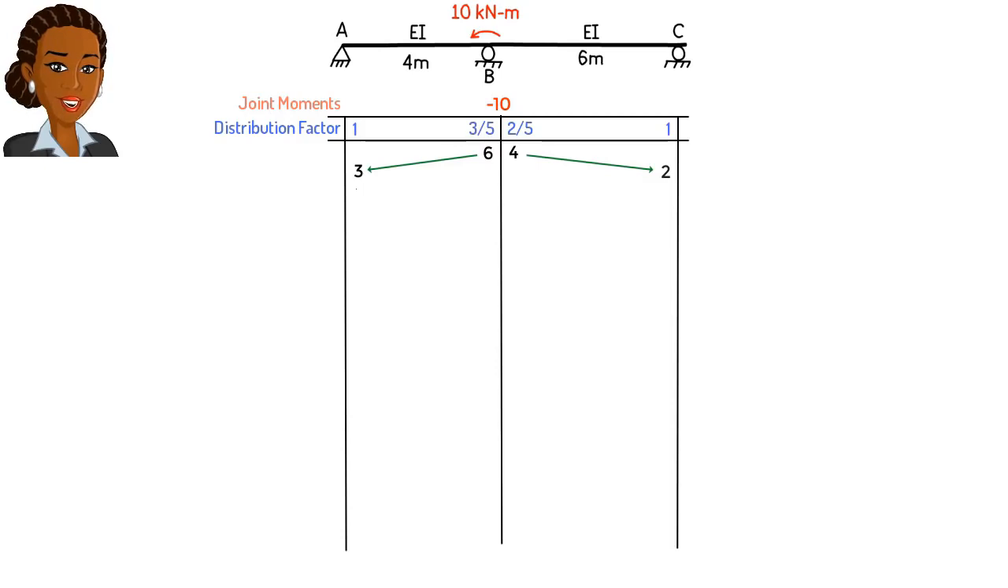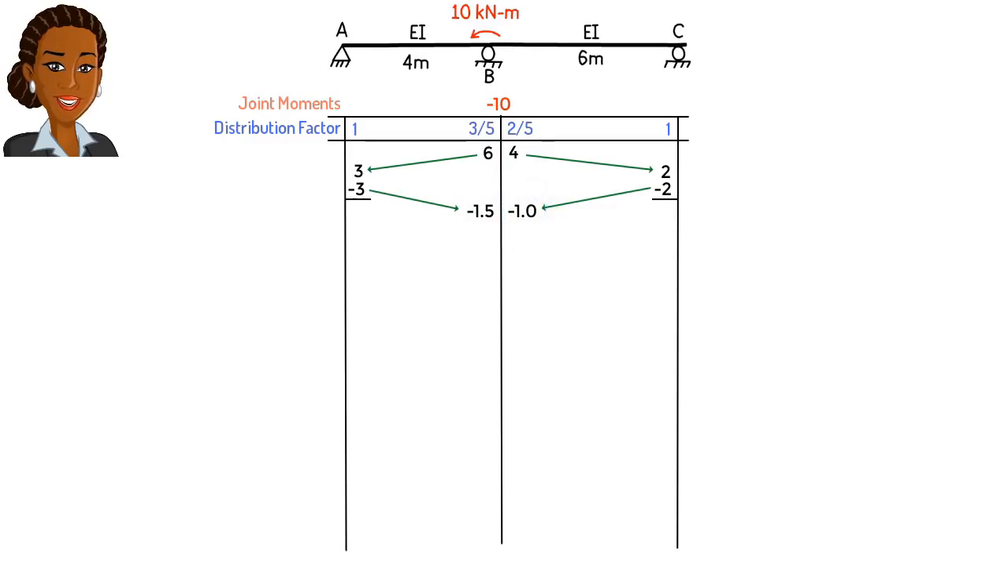These carried over moments make joints A and C unbalanced. The sum of the moments at these joints is no longer 0, so we need to balance them. The total bending moment at A is 3 kilonewton meters. To balance the joint, we add -3 to the left column. The total bending moment at C is 2 kilonewton meters. We add -2 to the right column to balance the joint. We then carry over half of each recently added moment value to the other side of the member. This means we write -1.5 in the second column and -1 in the third column.